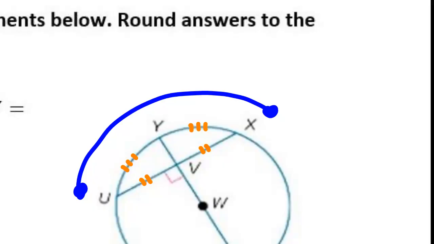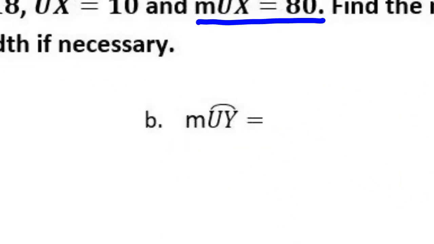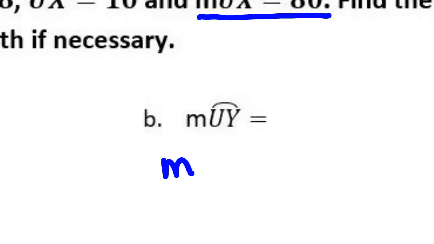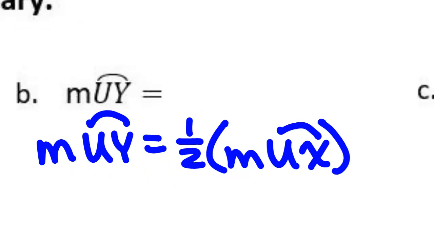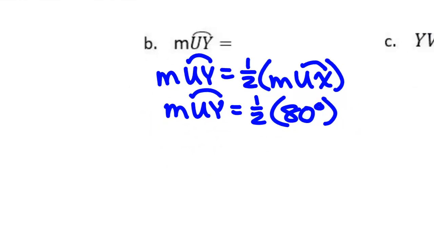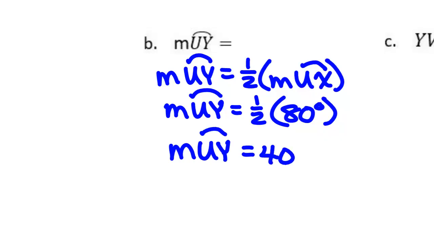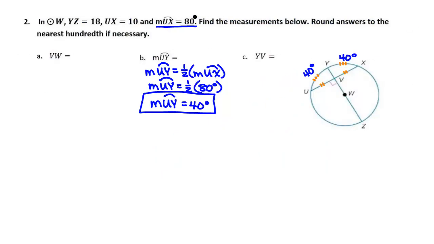So how big is each little arc? 40. That is actually one of the questions that they ask on this one. It says the measure of arc UY. Well, the measure of arc UY is equal to half the measurement of arc UX. So the measurement of arc UY is equal to half of 80 degrees. So arc UY is 40 degrees. All right. So there's the first piece that we're going to do.